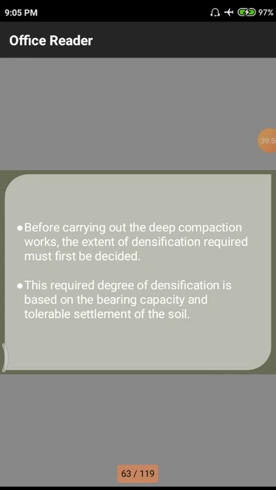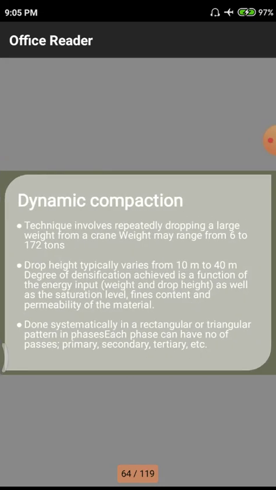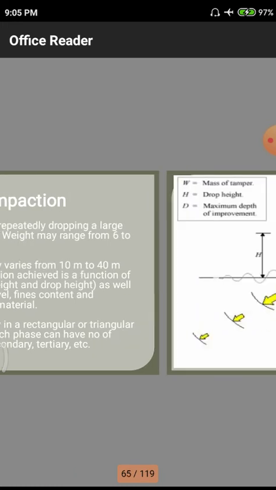These are the preventive measures before going to this compaction, what we have to take and what values we need to know. What is dynamic compaction, what are the parameters in this dynamic compaction? First of all we have a crane whose height varies from 10 meters to 40 meters, and the load varies from 6 to 172 tons. The total procedure forms rectangular patterns or triangular patterns. In some cases we use circular patterns.